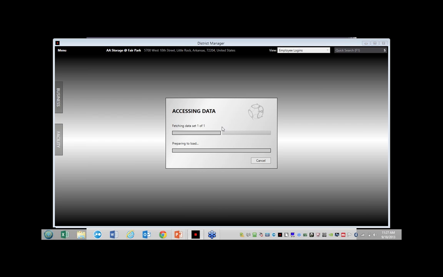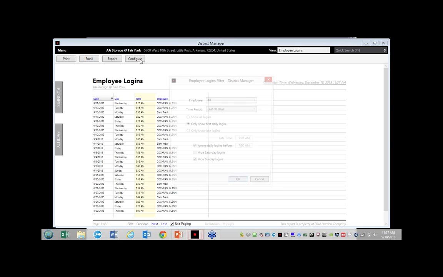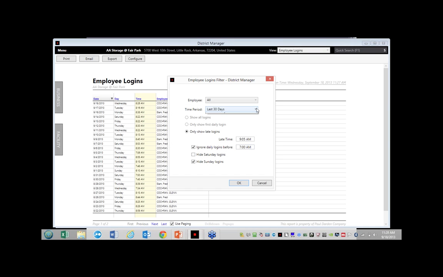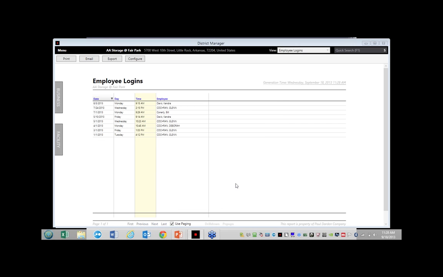Now we can do this on a one-by-one basis or all stores at one time. And what I'm going to do is I have to configure how I want to look at the data. And I only want to show the late logins. And our store opens at 9 o'clock, so we'll give him a 5-minute leeway. And in the last 30 days, I know that he hasn't because I've already looked at this report, but I'll go for the current year. And then they'll show us a list and the time when the computer was first turned on at the store.